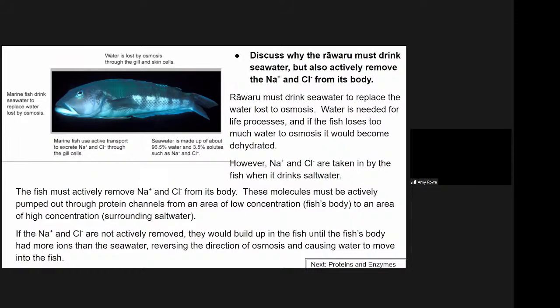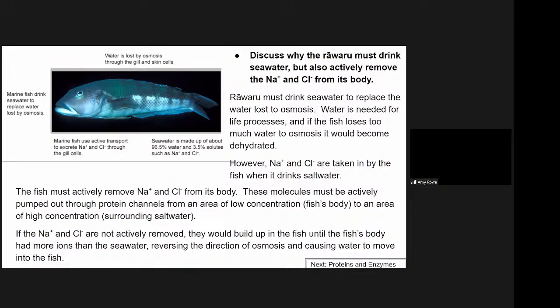Lastly, you might want to wrap it all up. So discuss whether rawaru must drink seawater but also actively remove the sodium and chloride from its body. So rawaru must drink seawater to replace the water that's being lost because of osmosis, and it needs that water for life processes. If the fish loses too much water to osmosis, then it will become dehydrated, it will shrivel up, and it won't be able to perform its life processes, and it'll likely get very sick and die.